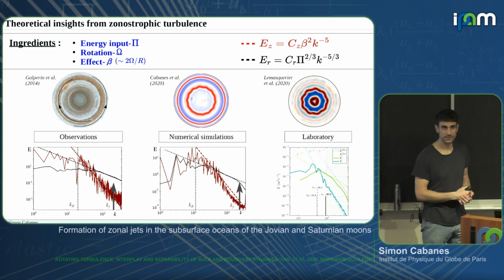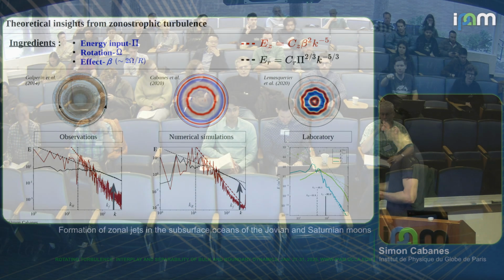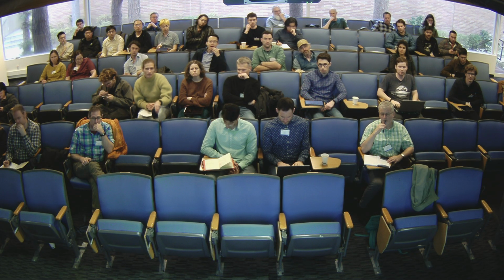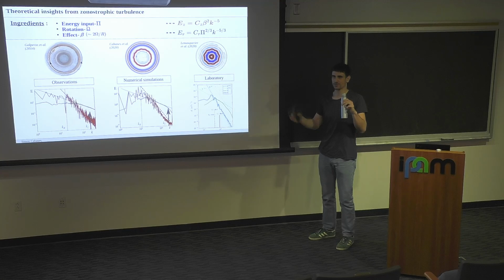And it's quite a robust approach because we have found this... yeah? Just to clarify, the U in the Rhines scale, is that RMS? Yeah, that's RMS. Well, some people take the typical velocity of the jets, others take the RMS of the full velocity in the bulk, but yeah, that's the RMS. Usually, yeah.